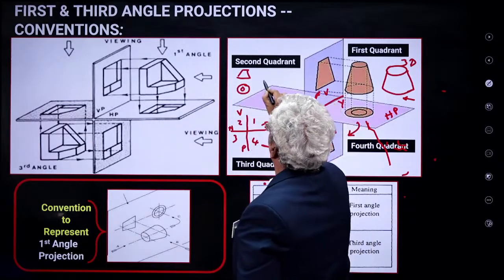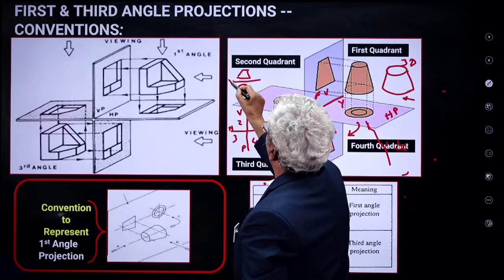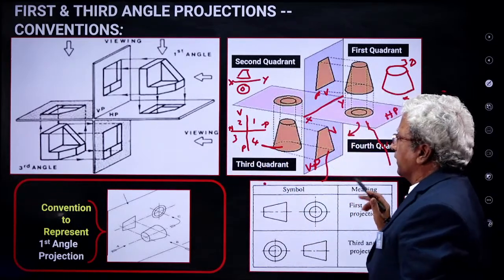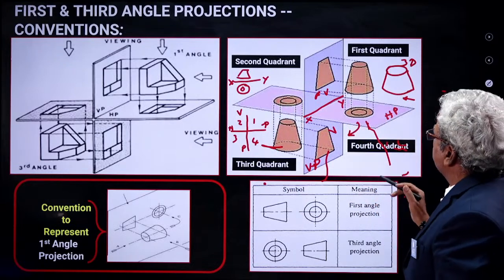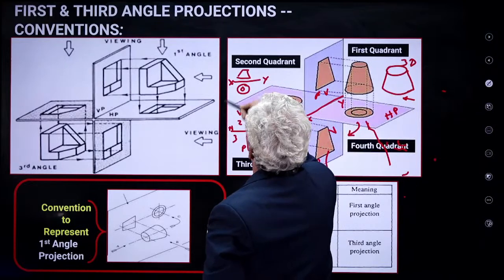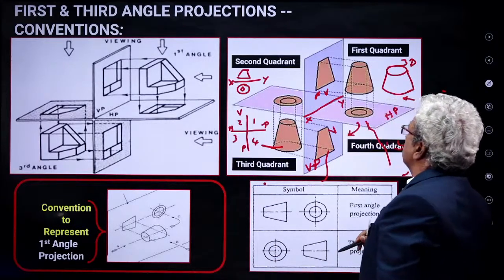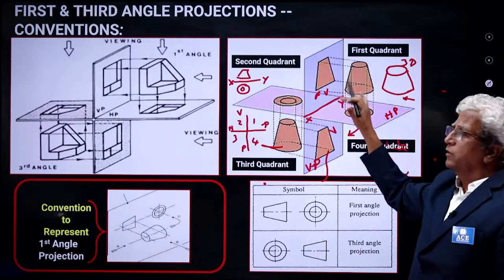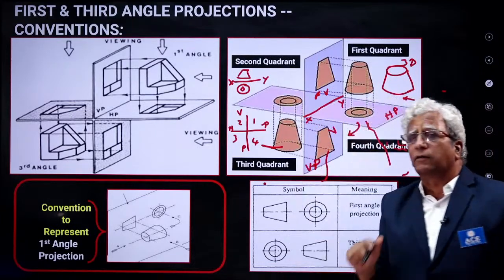In between we have the XY line. Anyway, we will see the details further, because here we are only getting an introduction. So this you call the front view, and this you call the top view. See, this is a first angle projection, because we placed it in the first angle. How we got this is what I said.